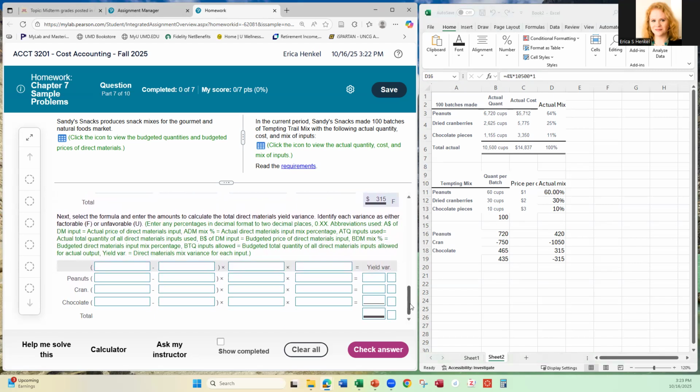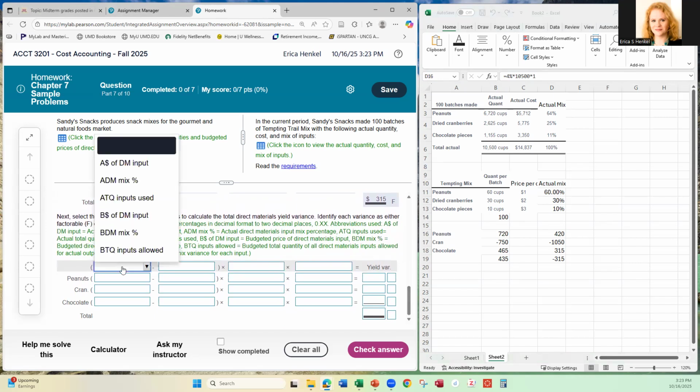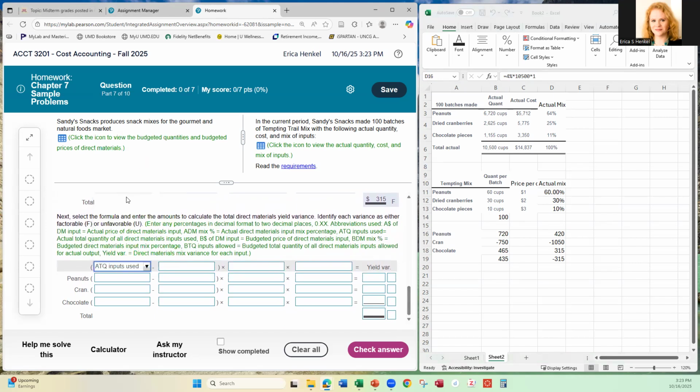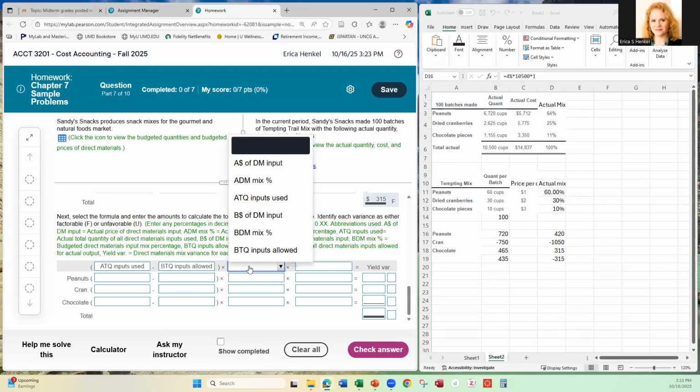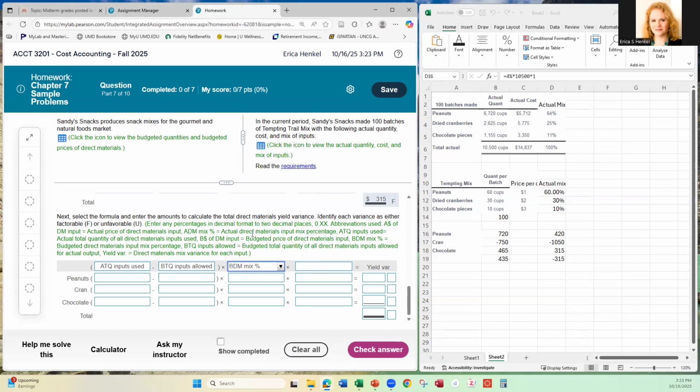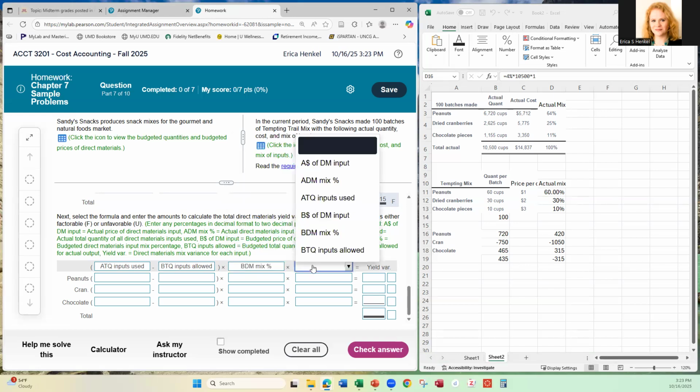Now we're going to talk about the last type of variance, which is the yield variance. To calculate our yield variance here, we're going to take the actual total quantity of inputs used, and we're going to subtract from that the budgeted total quantity of inputs allowed, right? So again, we have an efficiency variance difference going on here. We're going to multiply that times the budgeted direct materials mix percentage, and also times the budgeted dollar cost of the direct materials input.